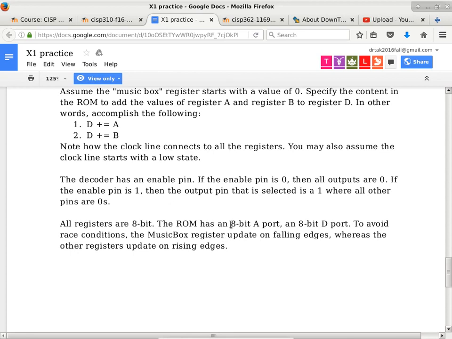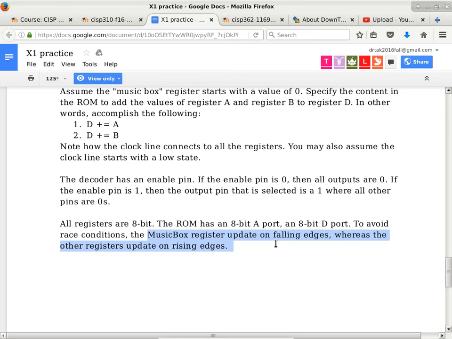Oh, okay. Yeah, the music box register updates on the falling edge, whereas the other registers update on the rising edge. That is needed because if I use rising edge for everything, I can end up with a race condition. I don't want a race condition, so the music box register is updating on a falling edge. That will give me plenty of time to settle everything else before the rising edge of the other four registers takes in the input of the adder.